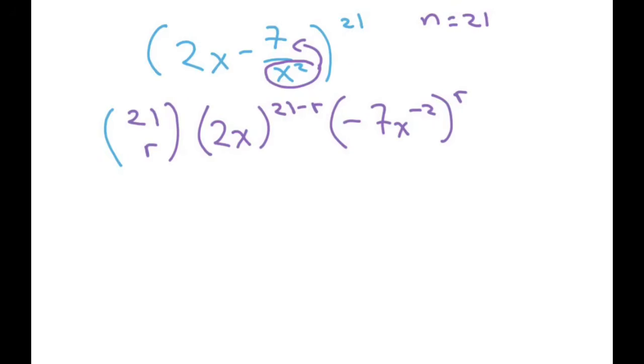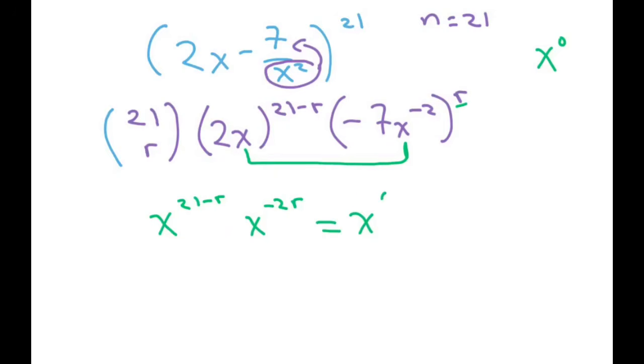Now, when you first do this, you can leave the constants in here, but what I tend to do is deal right now with my x's. So I'm just going to pull them out, because I want to find what the constant term is. So I have to use this to find r. So we have x to the 21 minus r, and then x to the negative 2 to the r, and that's supposed to equal x to the 0.